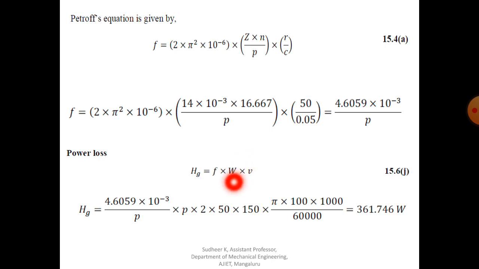Sometimes they will give you a load, because the average bearing pressure is given by P equal to W divided by 2RL. Based on this, they may tell you to calculate the load, or the velocity. Similarly, you can calculate the radial clearance or the radius of the journal. So whatever the problem, with the help of the Petrov equation you can solve many different types of problems.